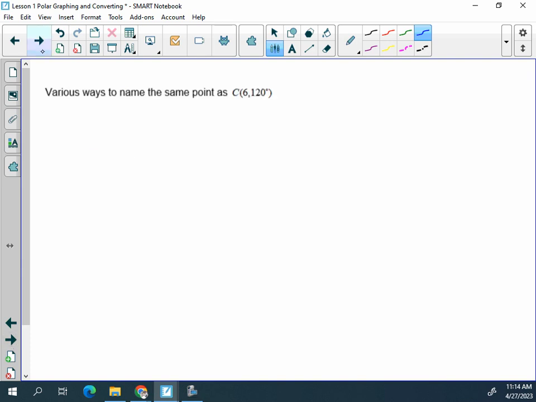Now, there are various ways to name the same point. So I've given you the example (6, 120 degrees). Remember, 120 degrees is the same as 2 pi over 3. So another way to write that would be to keep the 6, and instead of 2 pi over 3, we could do negative 5 pi over 3. That's a coterminal angle.